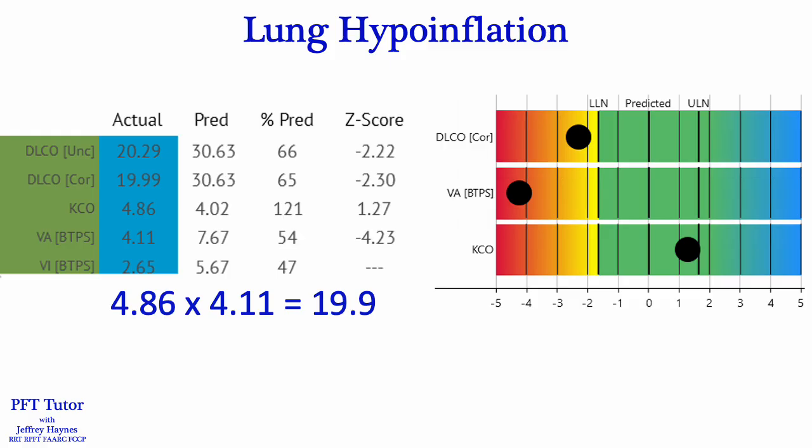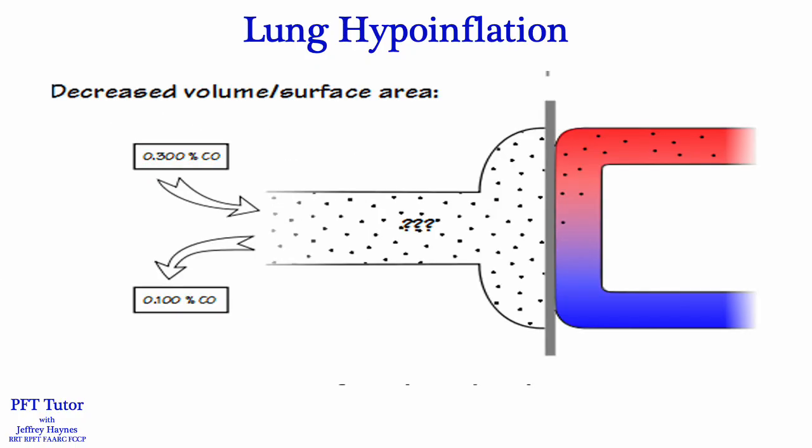So how can you have a low DLCO but a rather high KCO? Remember back to our discussion of the mechanisms leading to an elevated KCO. This patient has neuromuscular disease, so his lung structure is normal surface area, but the alveolar volume is low due to muscular weakness.